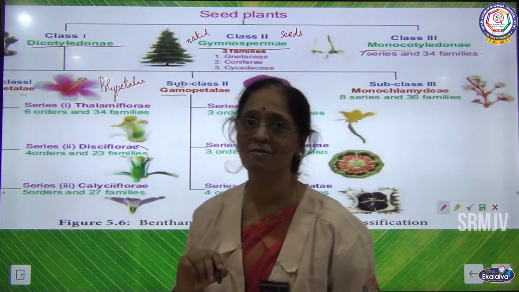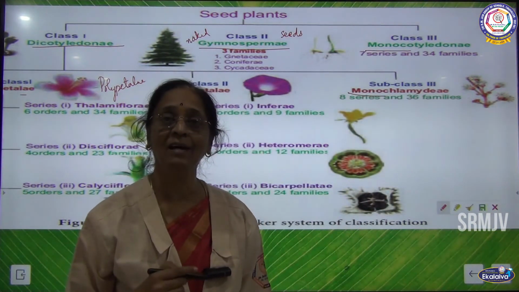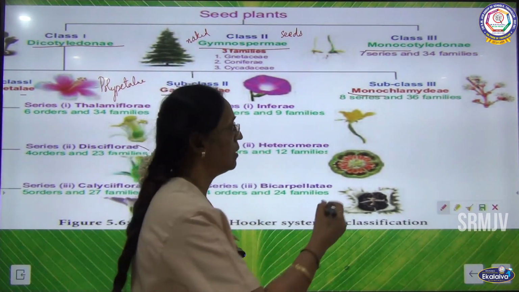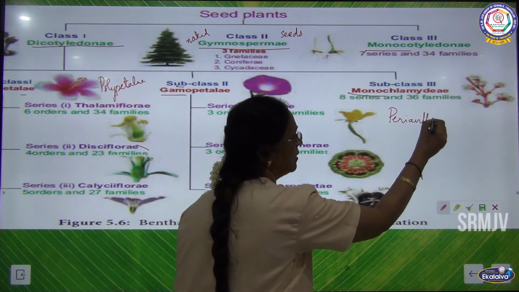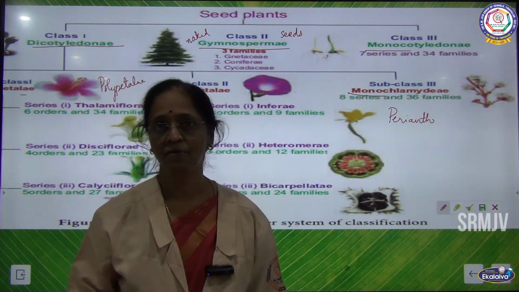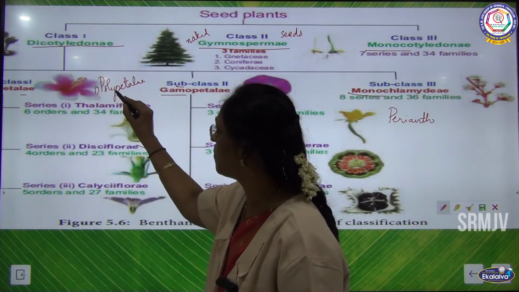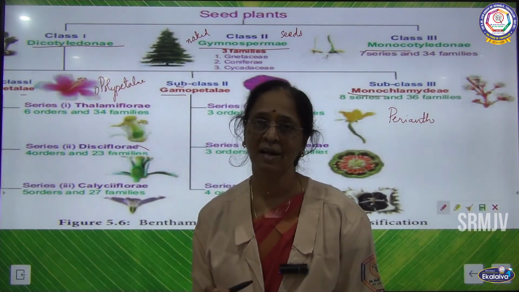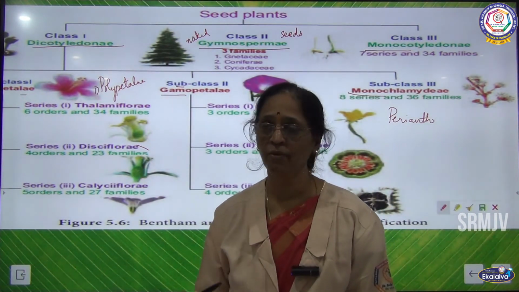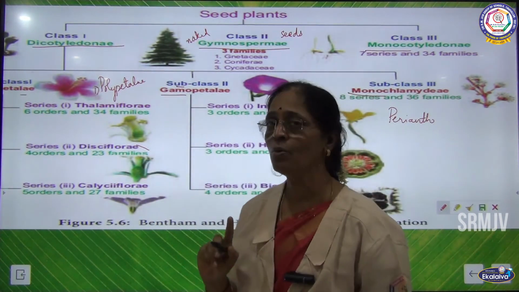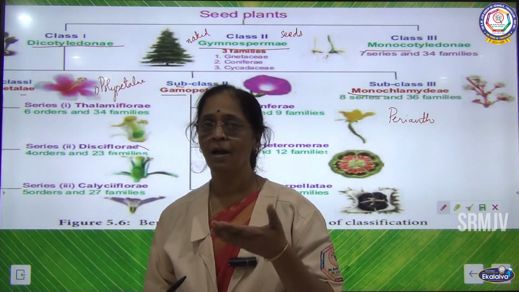And the third subclass is called monoclamidiae. If they have only one whorl, that is undifferentiated calyx and corolla, that whorl we call the perianth. Then you call it monoclamidiae. So, dicotyledonous is divided into three subclasses. The first subclass is polypetalae, where they have a distinct calyx and corolla. Then gamopetalae, either partially fused or fused. Monoclamidiae, if there is only a single whorl where you don't differentiate calyx and corolla, and such a whorl we call a perianth.